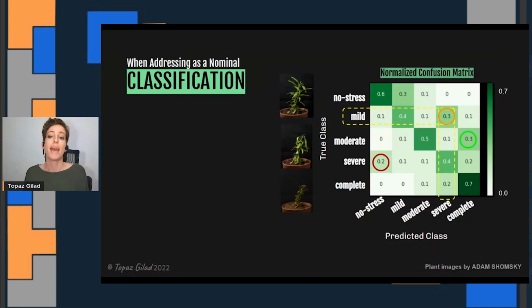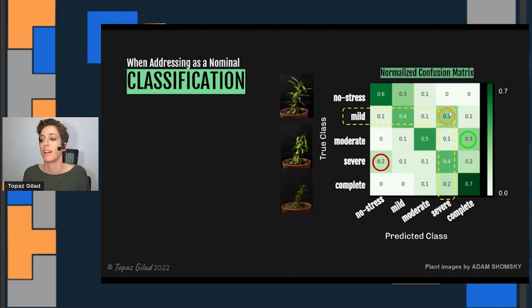Now let's consider what may happen when ignoring that order and addressing it as a regular categorical classification problem. We may end up with the following confusion matrix. The y-axis here are the true classes and x are the predictions. We can see that in the true mild cases, 30% of the time we predicted those as severe, not even moderate, severe. So this is really far away from the true class.